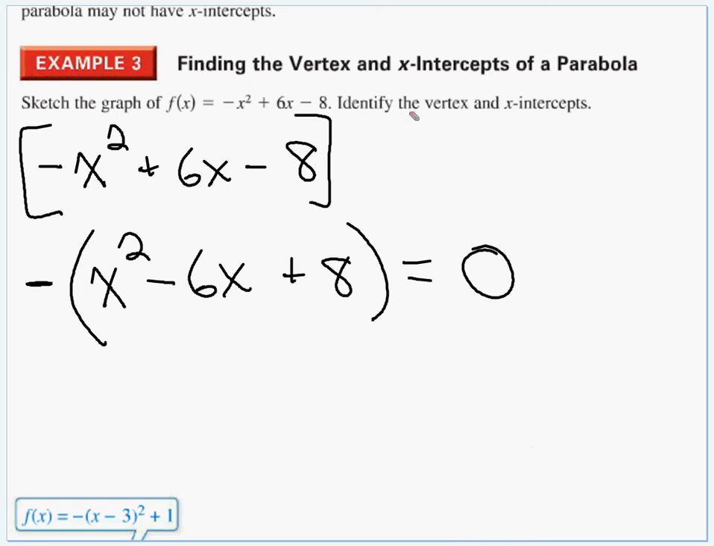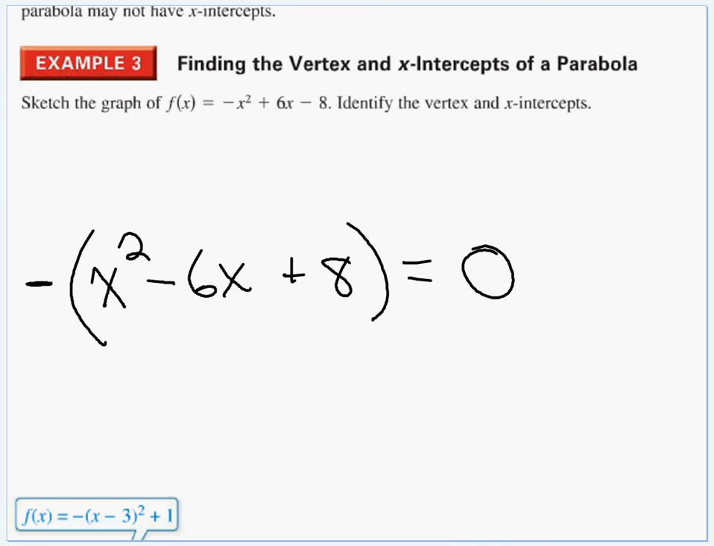Now remember, when we're setting this equal to 0, we can divide each side by the same quantity. If I divide the left side by a negative 1, negative divided by negative is positive, and then 0 divided by negative is just 0. 0 is signless. So we've gotten rid of the negative, and now have something easier to factor.